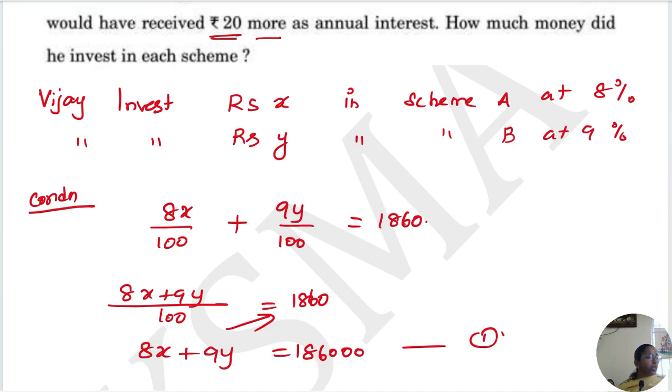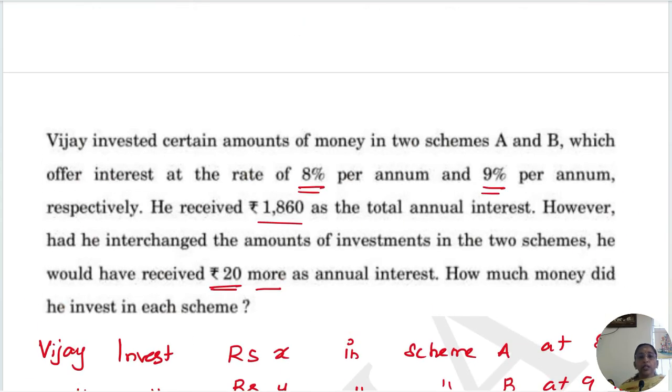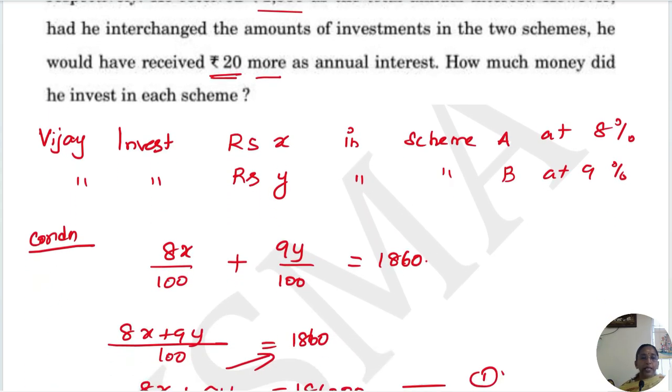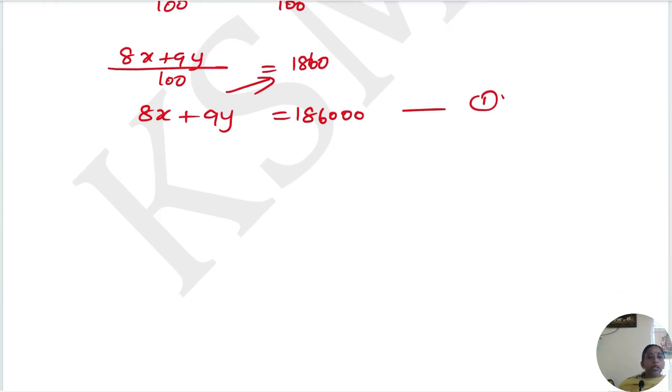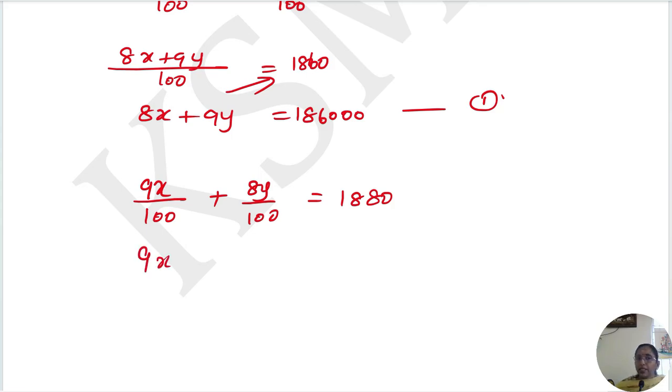Now look at your next equation. What is our second condition? If he interchanges the schemes, then rupees 20 will be more as your annual interest. So 1860 plus 20, that is our condition. So for the second condition, he has interchanged the schemes: 9x divided by 100 plus 8y divided by 100 is equal to 1880 because 20 is extra. If I take LCM as in the previous case, our data will be 188000. So this is our second equation.